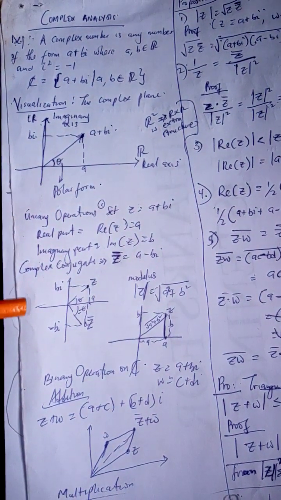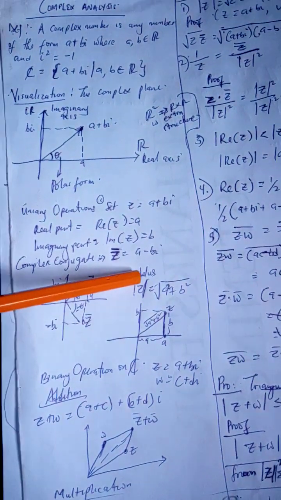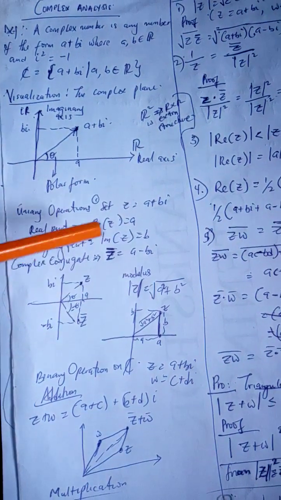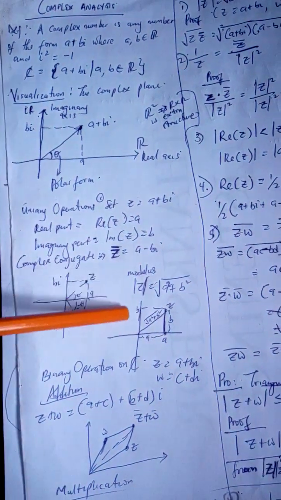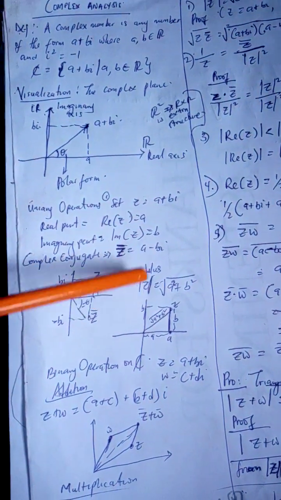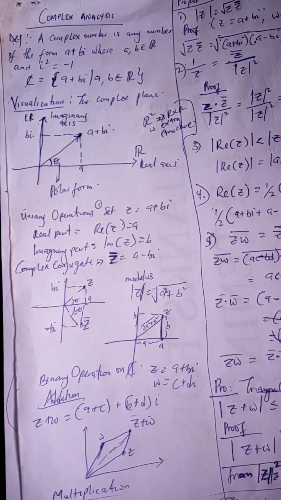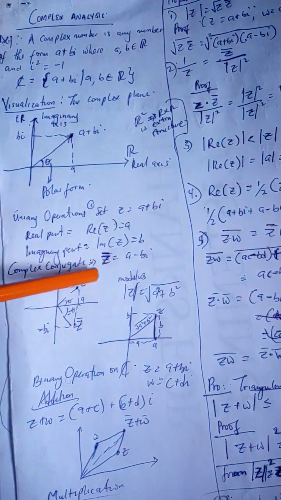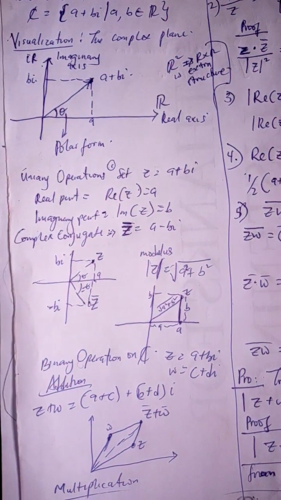And also the modulus of a complex number. You know that in real analysis, in normal solving, most of the time you call it absolute value, but in complex analysis you call it the modulus. And your modulus is the square root of a squared plus b squared. So that's your modulus.